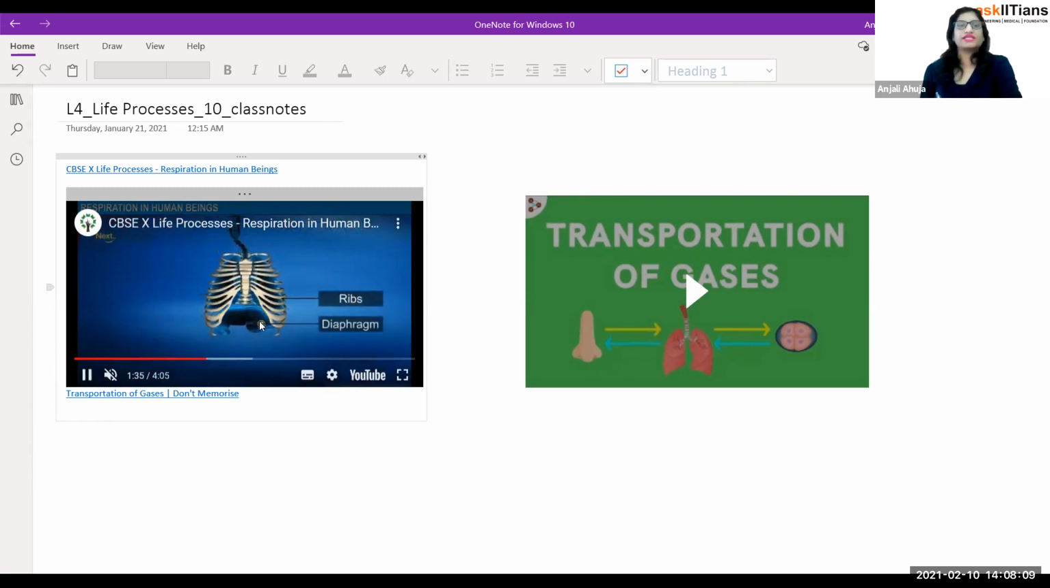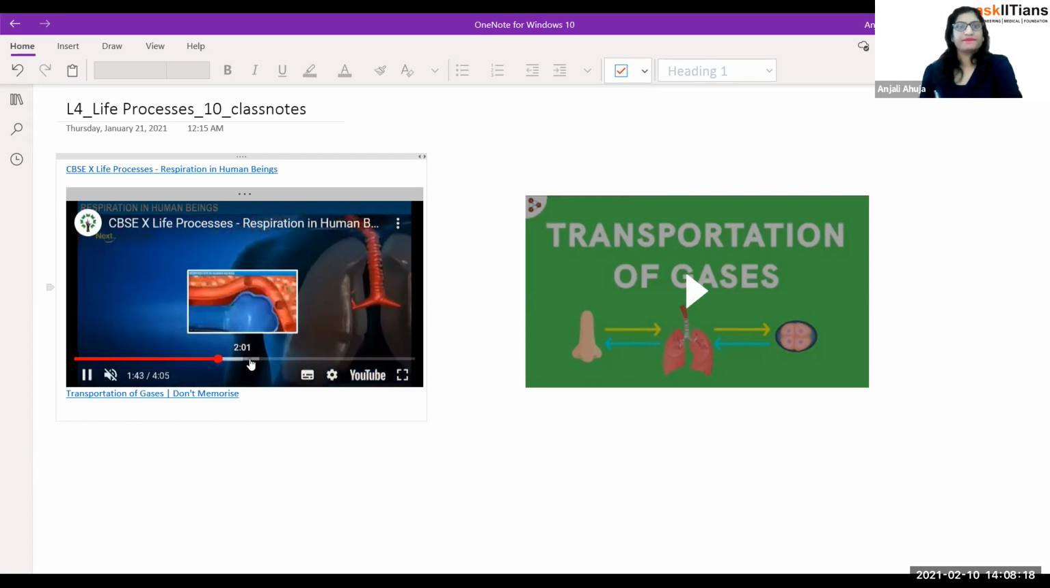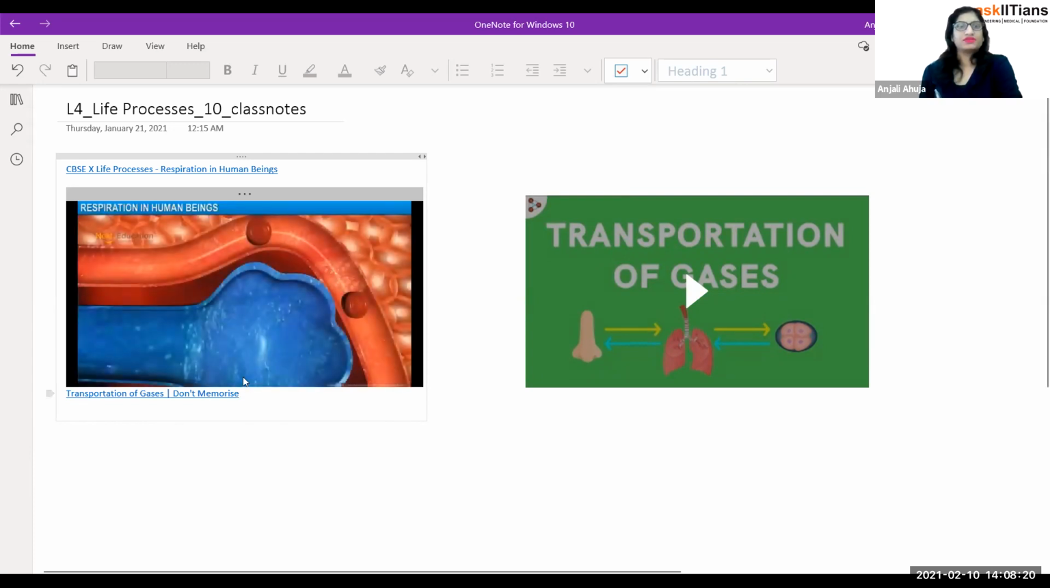How the chest cavity is increasing and decreasing its size, how the diaphragm is moving up and down, I mean, contracting and relaxing. When it is moving up, it's relaxed. Okay, remember. So inside it, this is the alveoli and this is the blood vessels. How the exchange of oxygen and CO2 happens.